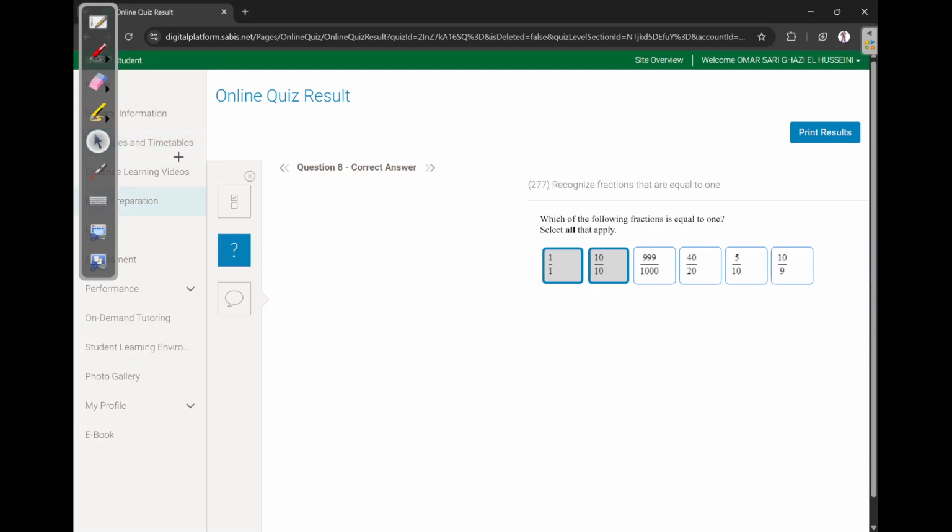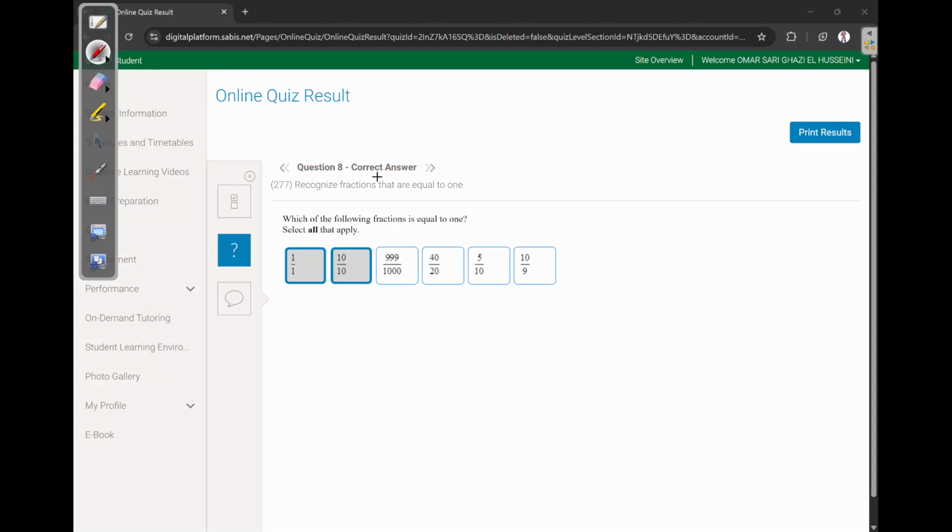Question 8. Which of the following fractions is equal to 1? 1 out of 1 is equal to 1. 10 out of 10 is equal to 1, like 1 whole. This one, 999 out of 1,000, does not equal a whole. 40 out of 20 is improper, so it's 100% not equal to 1. 5 out of 10, that is 1 out of 2, it's not a whole. This is also improper.